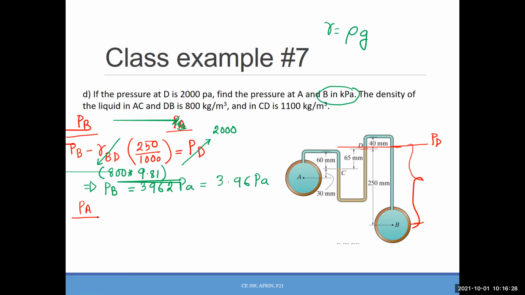Okay. Now it's your turn, work on PA. You have 2 minutes, then I will check with you. So start with PA, find the next interface. How many interfaces will you have if you start from A and you stop at D?